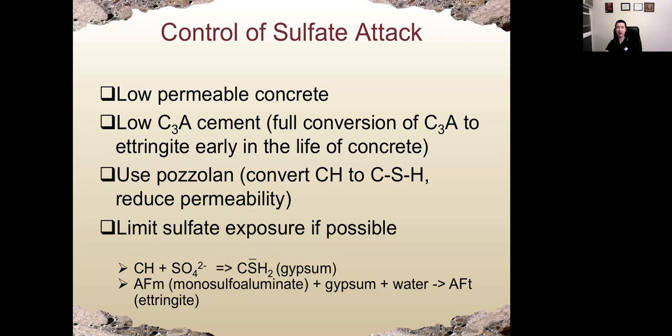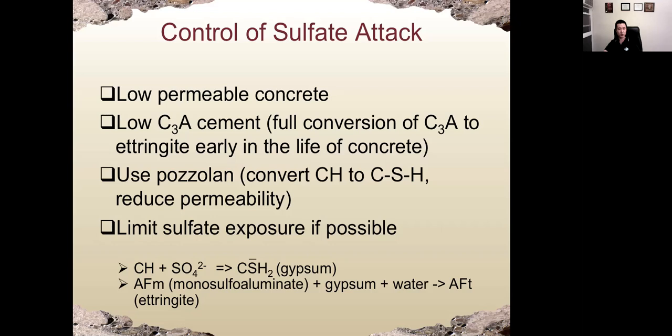However, keep in mind, not all sulfate attacks only attack ettringite or monosulfate aluminate. Some of them also attack CSH, such as magnesium sulfate. If that's the case, just using low C3A cement is not enough.